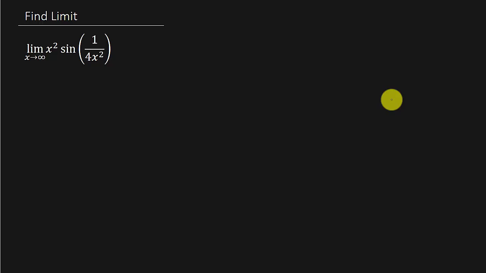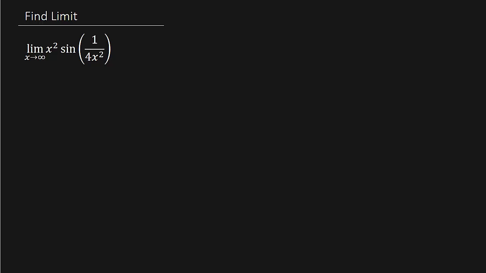This is finding a limit. It's the limit of x squared times sine of 1 over 4x squared as x goes to infinity. All right, so let's see what we've got here.